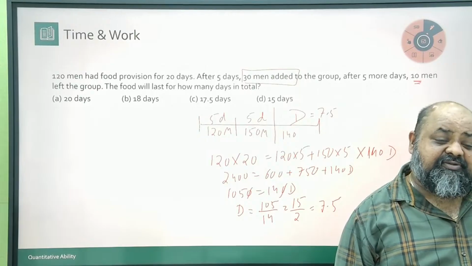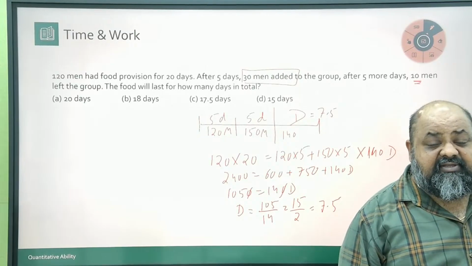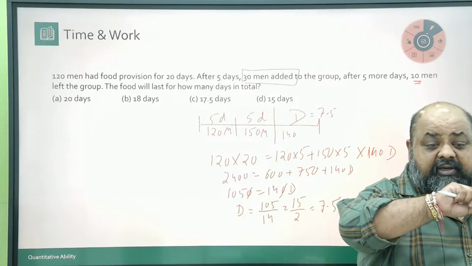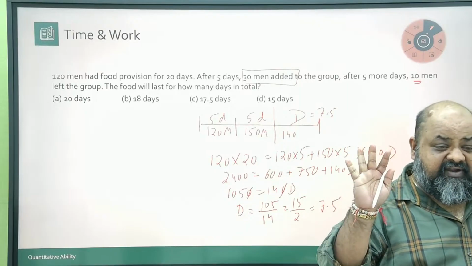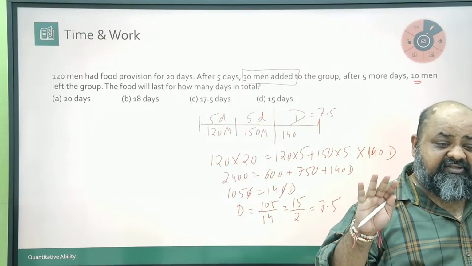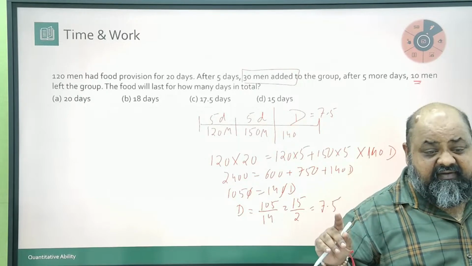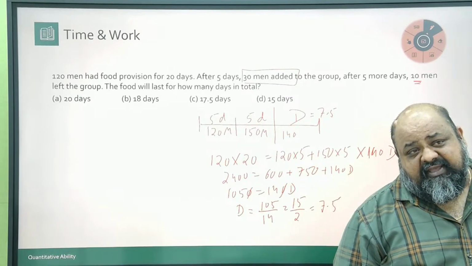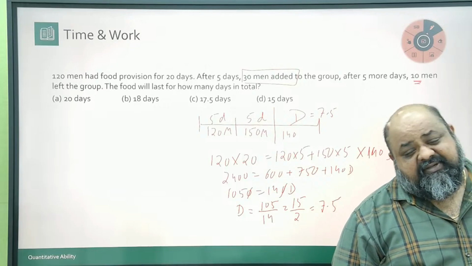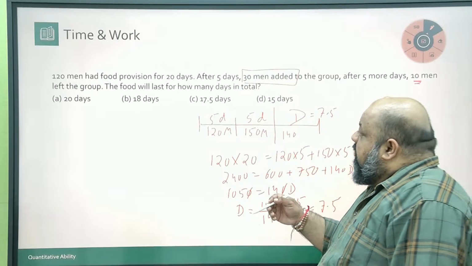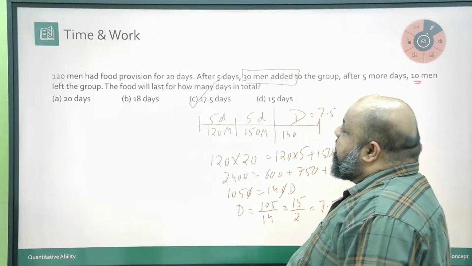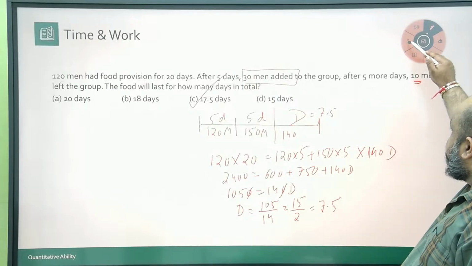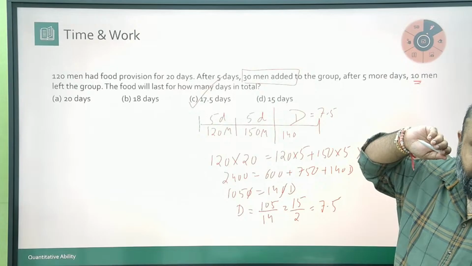The question had asked me how many days does the food last in total? Not how many days does the food last further, but total. So for the first 5 days, 120 men. For the next 5 days, 150 men. For the next 7.5 days, 140 men. And therefore, in total, the food lasts for 5 plus 5 plus 7.5 or 17.5 days. I hope this is fine.